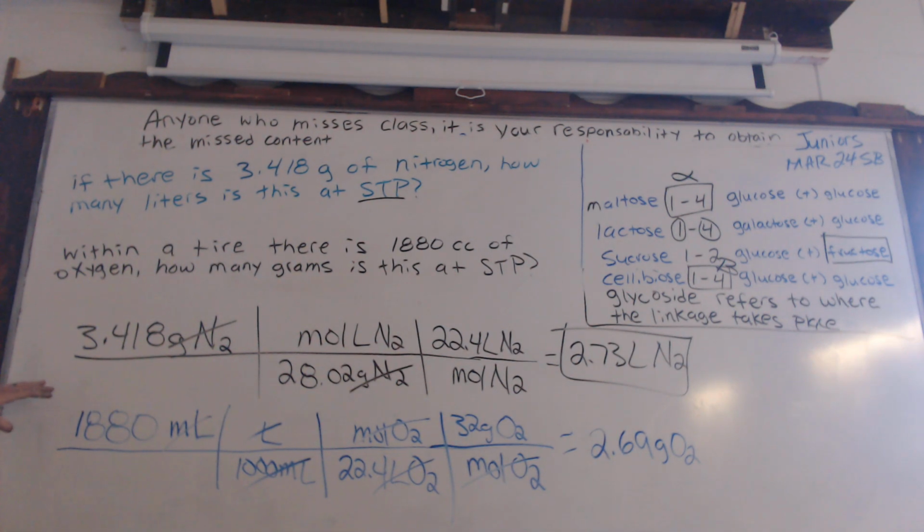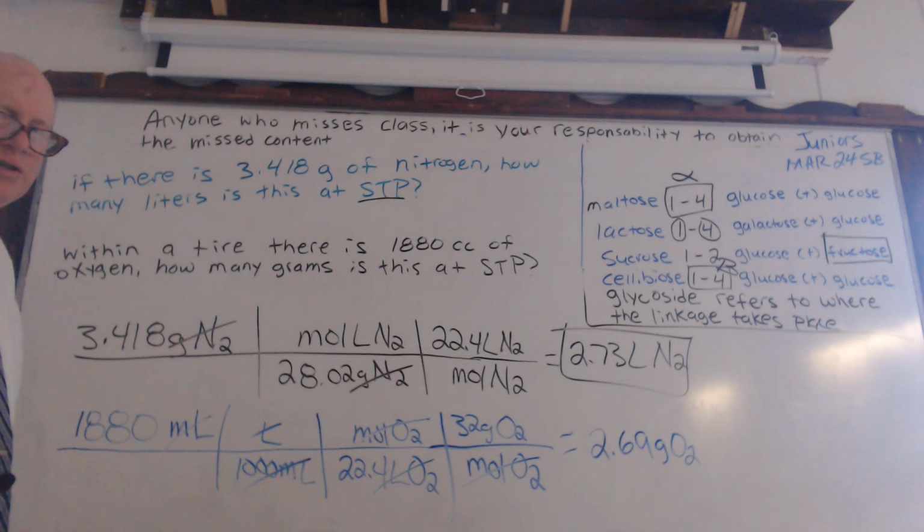But again, when we say you can do this two different ways, it's whether you say 1.88 or you take 1880 and then divide by 22,400. Either way, you're compensating for that changing of milliliters to liters.